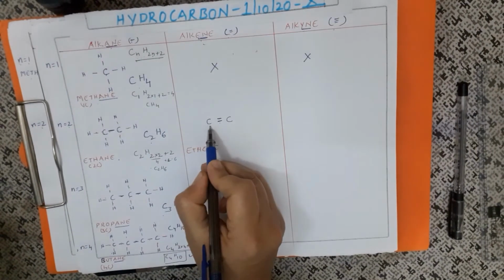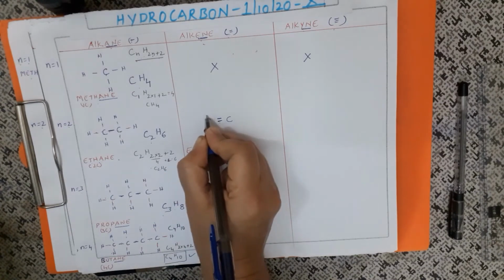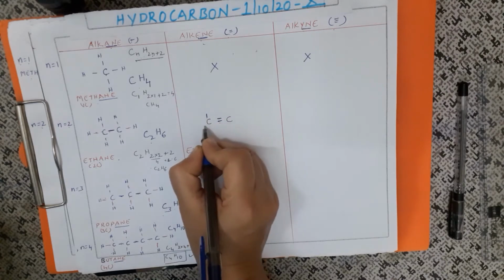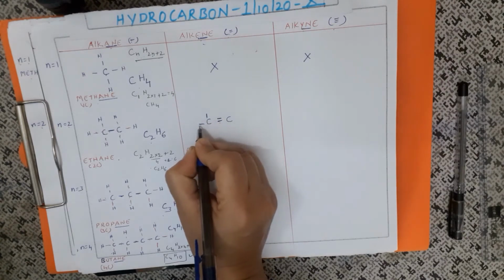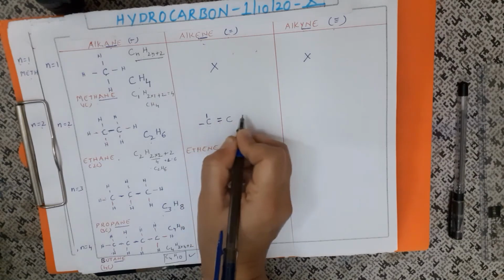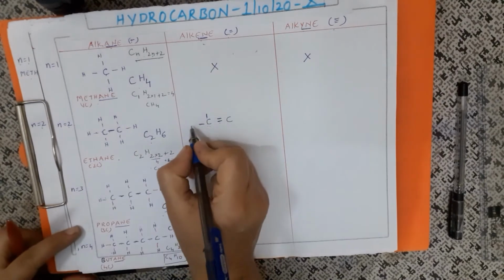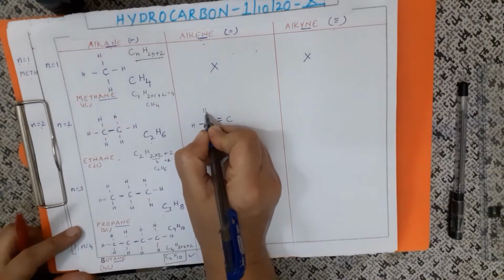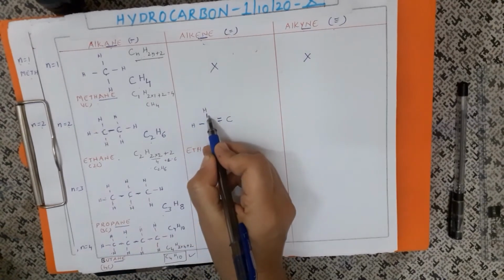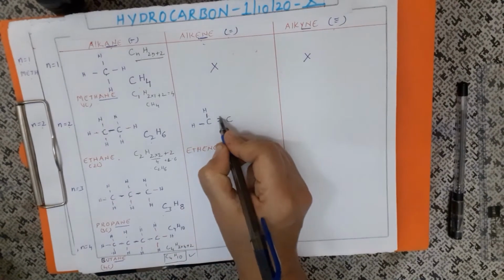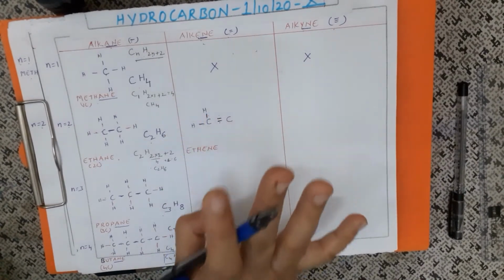Let me start with the first carbon. First carbon, already two are satisfied. So how many more are left? Two more are left. Since it's the first carbon, it can no more be bonded with any other carbon. Hence, the remaining two bonds will be linked to whom? Will be linked to hydrogen. Remaining two electrons will be shared by hydrogen. Now count 1, 2, 3, 4. So the first carbon is being satisfied with 4 bonds.